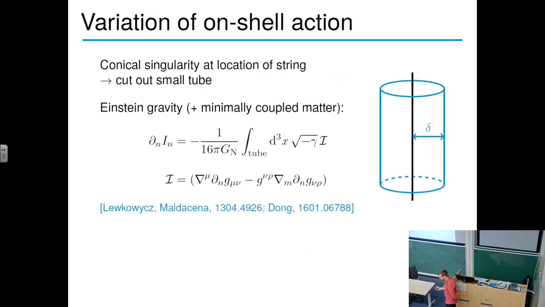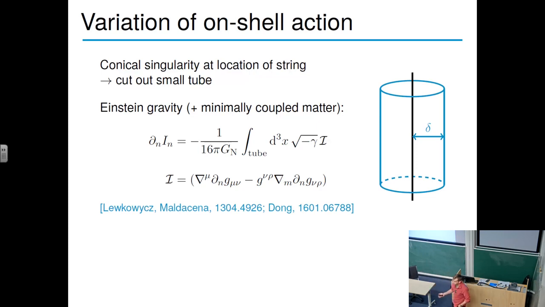So to do it, we first need to regularize the conical singularity that we have in the presence of this cosmic string. We do this by cutting out a small tube around the string. I call the radius of this tube delta. Now if I imagine computing this n derivative of the on-shell action, that's like some variation. So the bulk contribution to this on-shell action integral should vanish, because by definition I'm computing the action on the solution to the equations of motion, so a first variation should vanish.